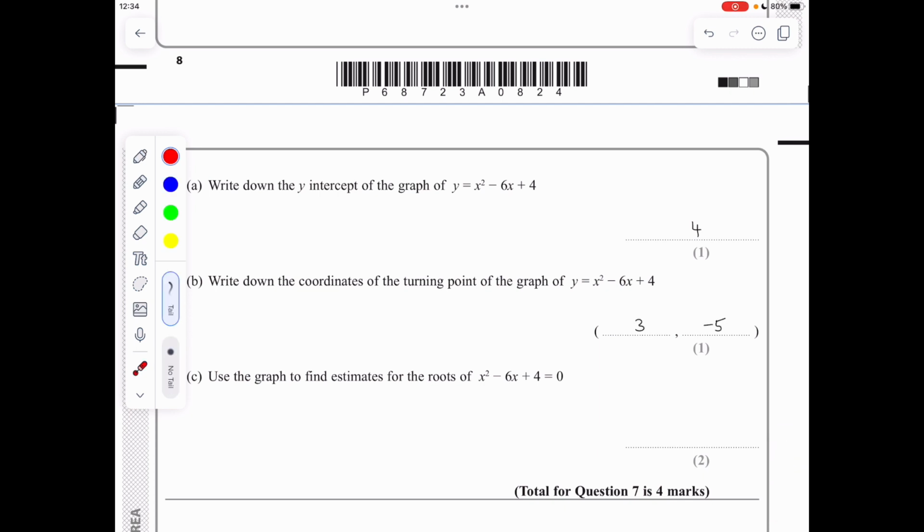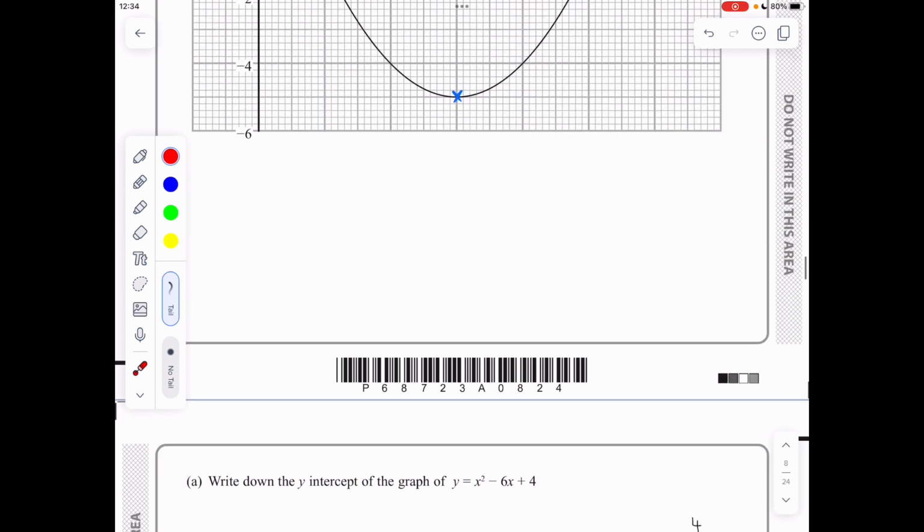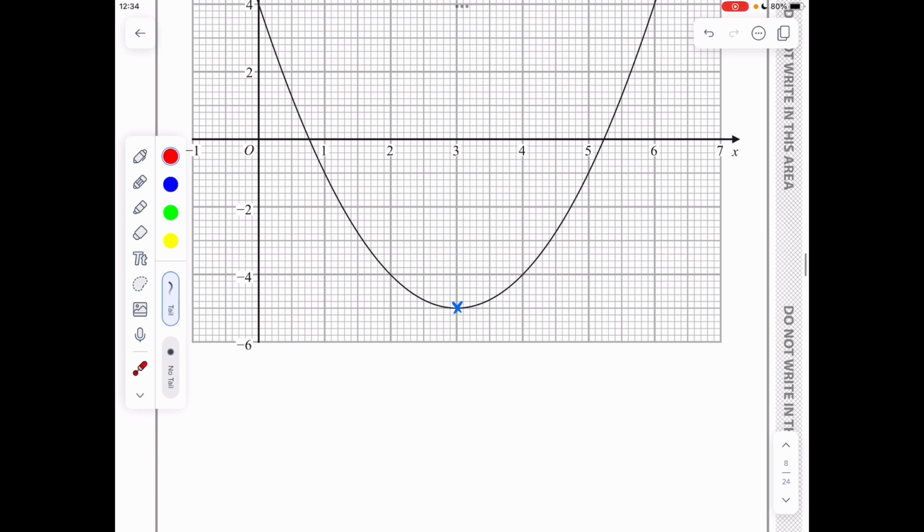In C, we're told to use the graph to find estimates for the roots of x squared minus 6x plus 4 is 0. So we can easily go back to the diagram here, and we look at the points where we cut through the x-axis. These will be the roots. These will be the values of x that make y 0.